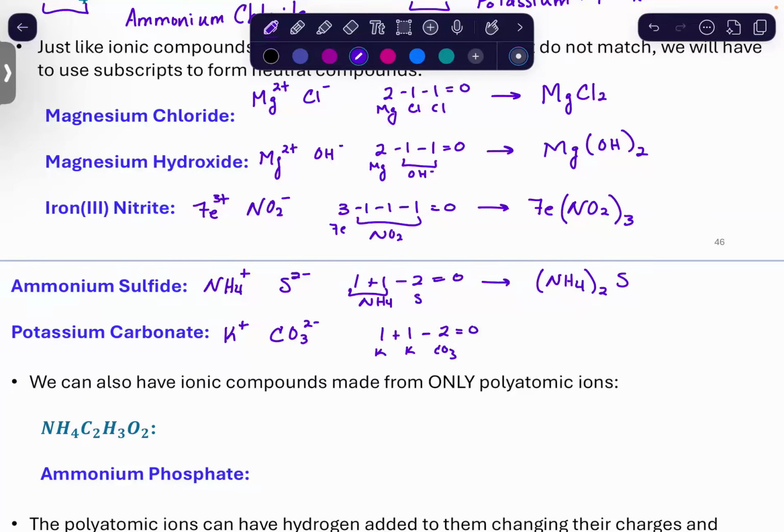KCO3. So I need two of the potassiums to neutralize the one carbonate. Well, this time I do K2CO3. If I use parentheses, it's only for polyatomic ions. This time the potassium ion was there on its own. I don't need parentheses around potassium for the subscript. So if it's an ion that comes from the periodic table, you don't use parentheses.